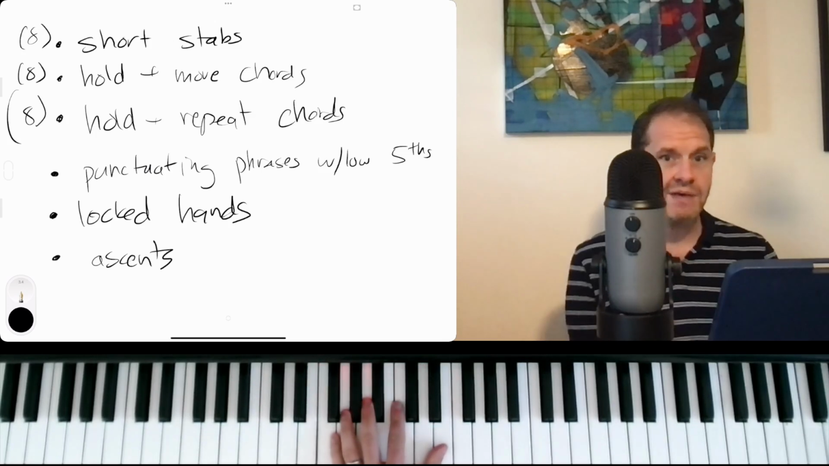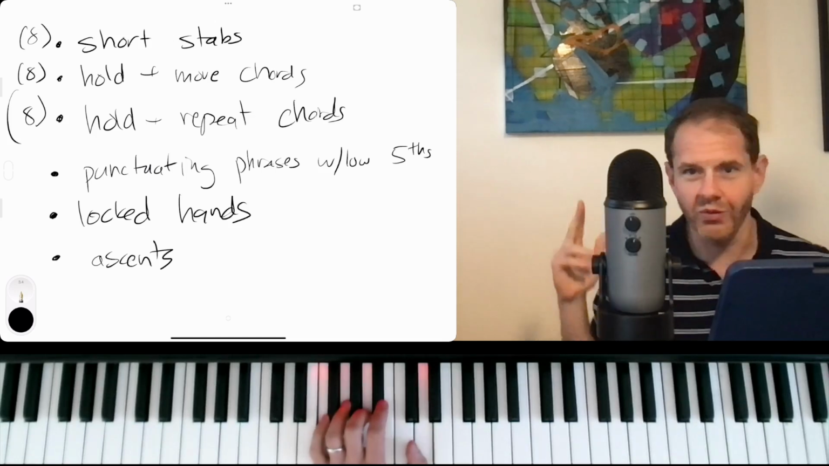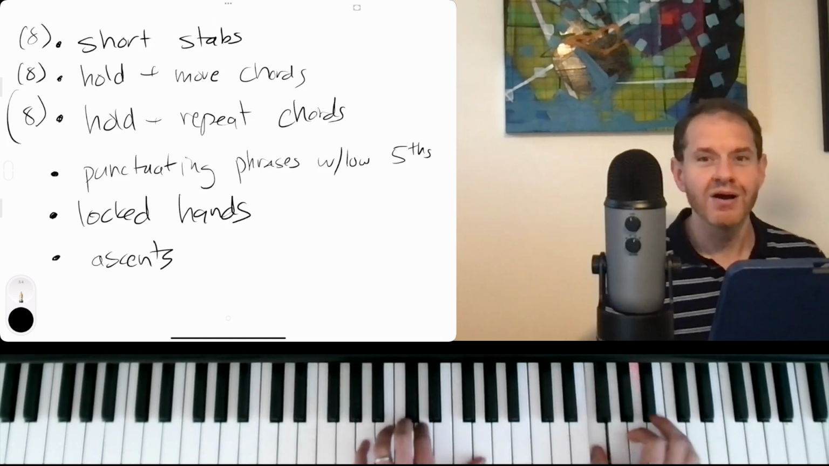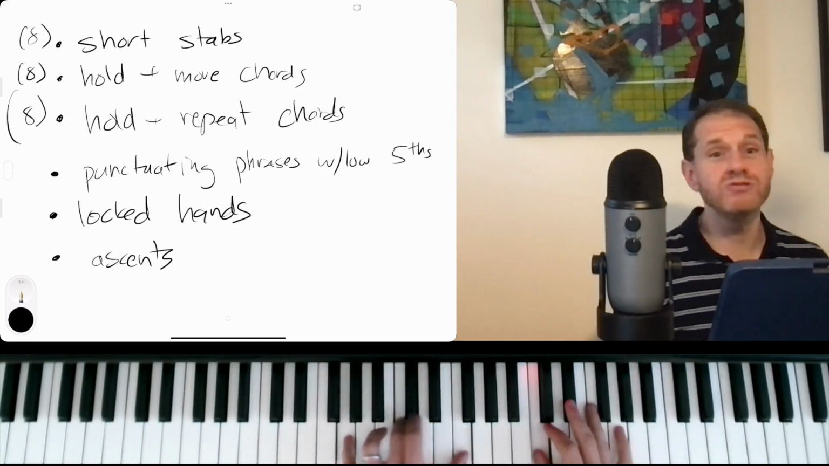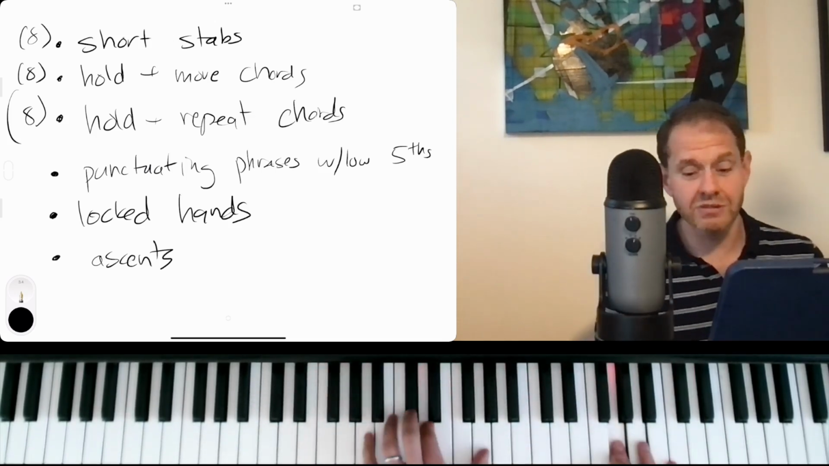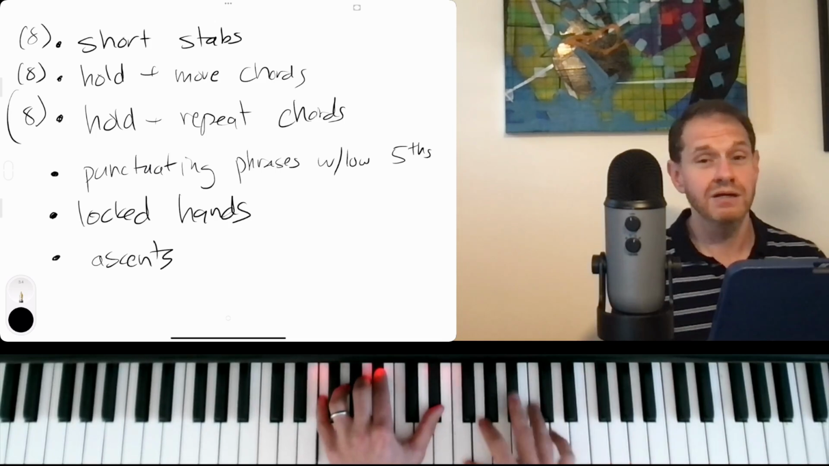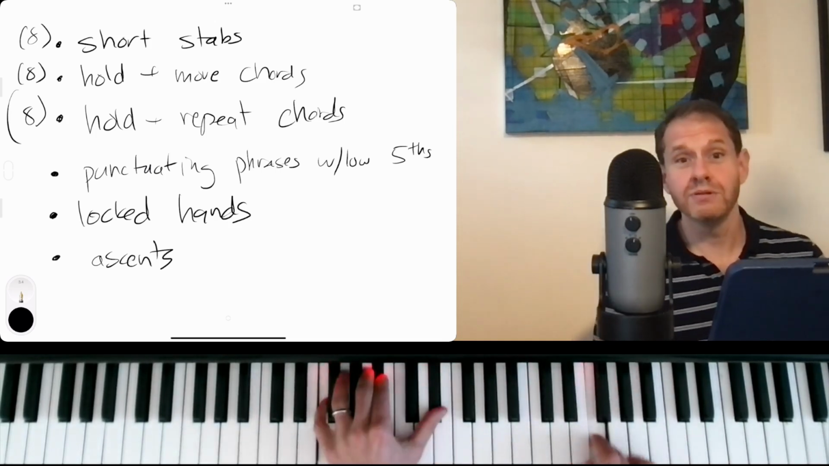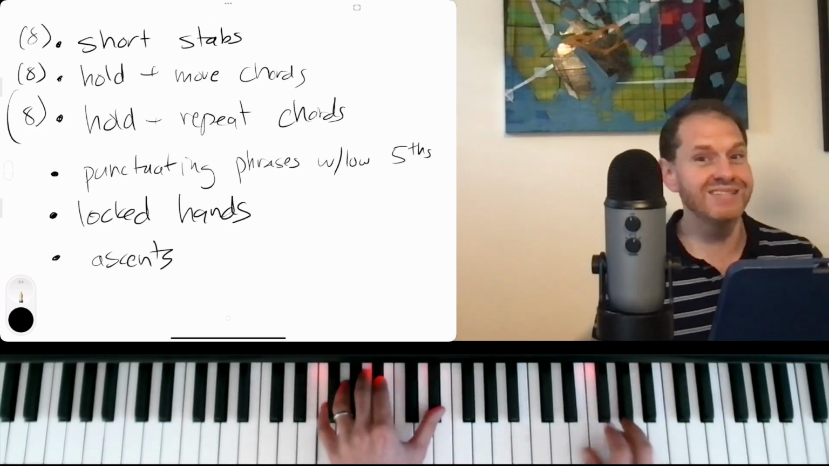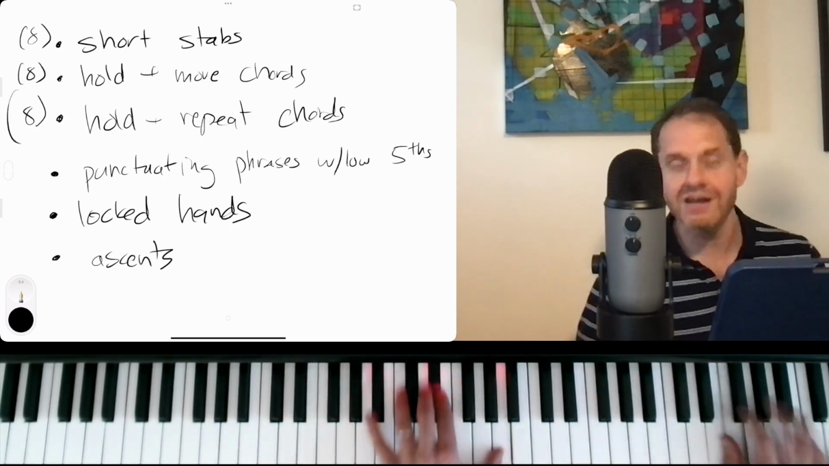So I'm going to do 8 of short stabs, 8 of hold and move chords, and then 8 of hold and repeat chords. This order is just the order that I'm thinking of them in. Somewhat the order that he does it in the solo. So, back to the short stabs.